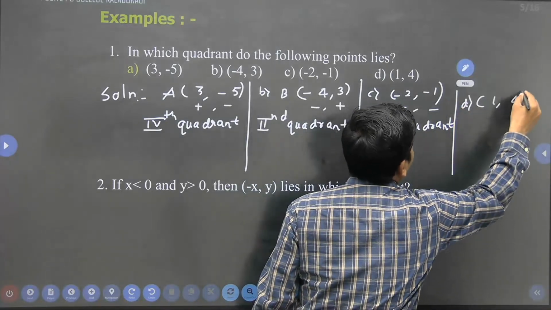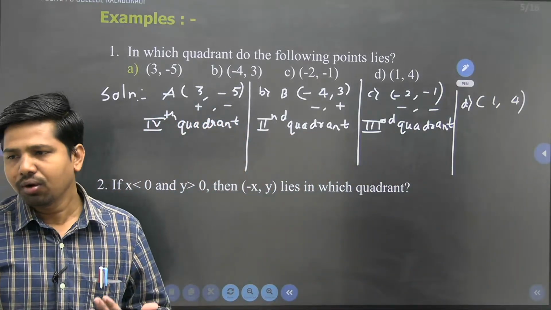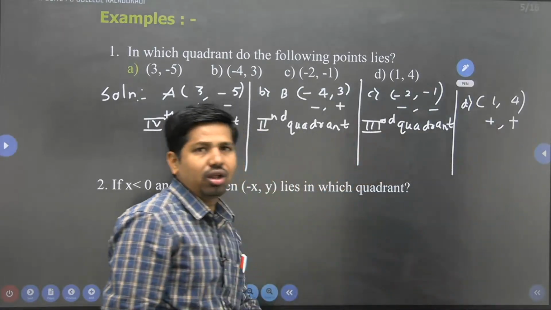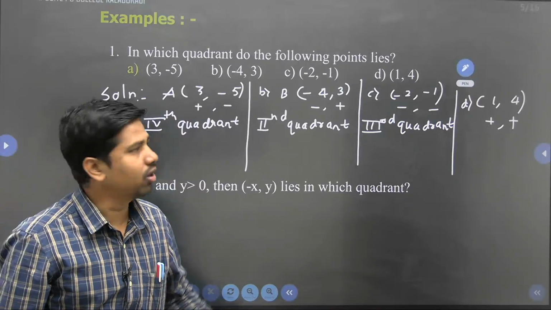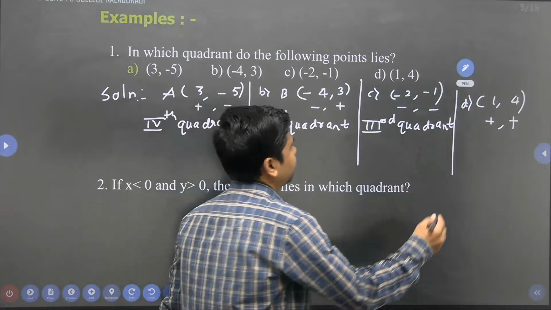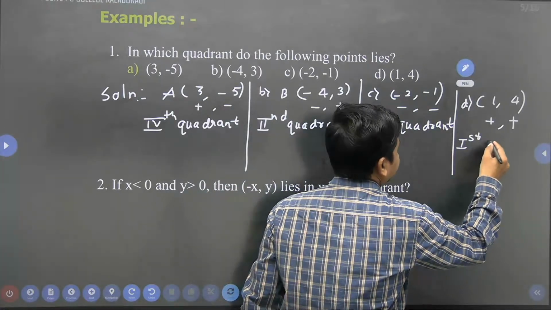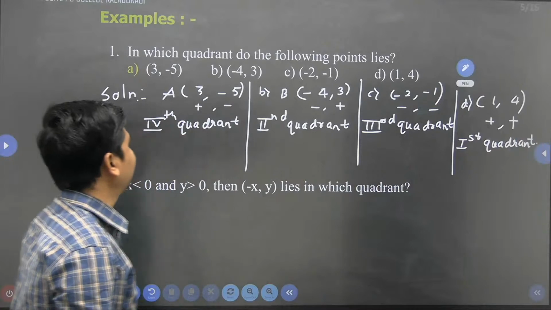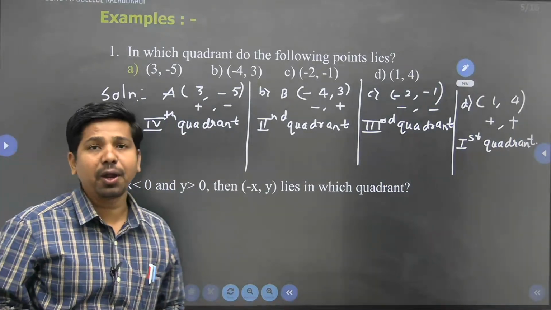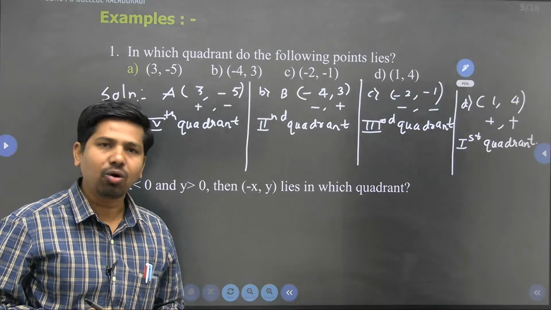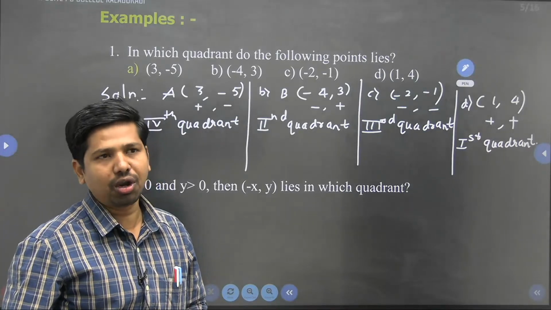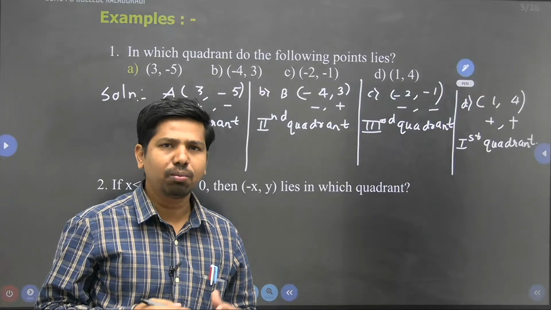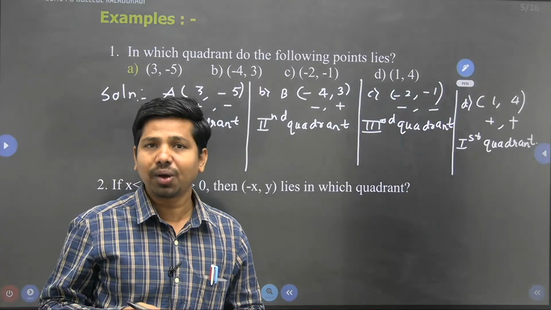Last, the point 4 comma 1, where x is positive and y is also positive. Which quadrant does it come in? Both are positive, so it comes in the first quadrant. So this is a simple example: you have to identify in which quadrant the points lie. The signs: in the first quadrant both x and y are positive. Second quadrant, x is negative and y is positive. Third quadrant, both x and y are negative. Fourth quadrant, x is positive and y is negative.